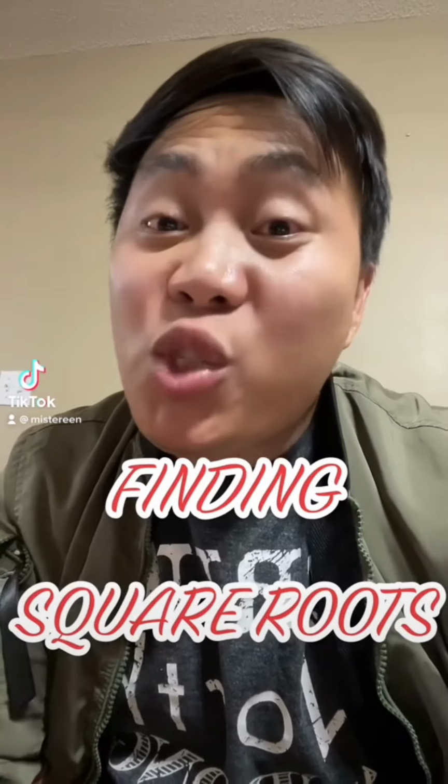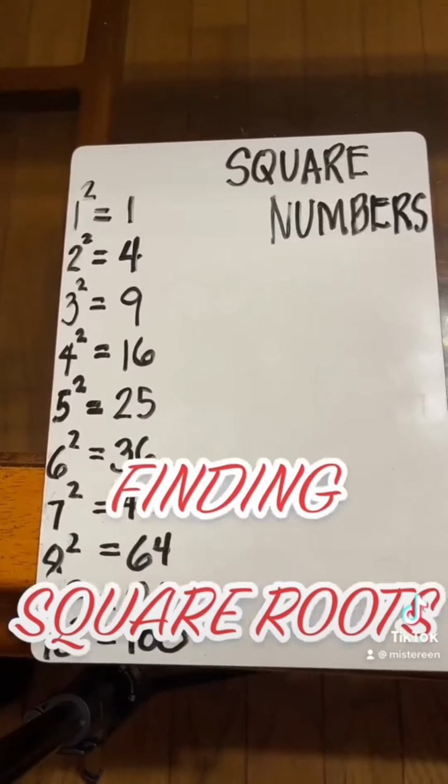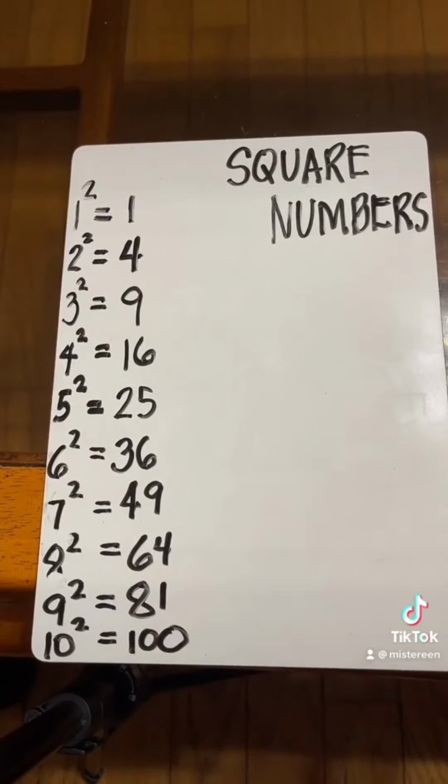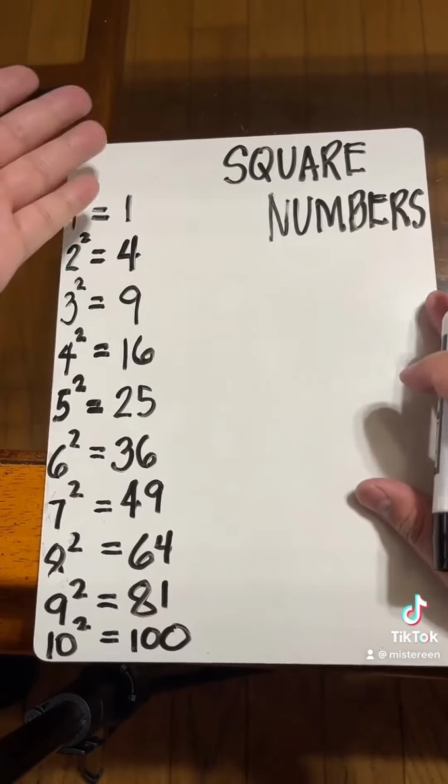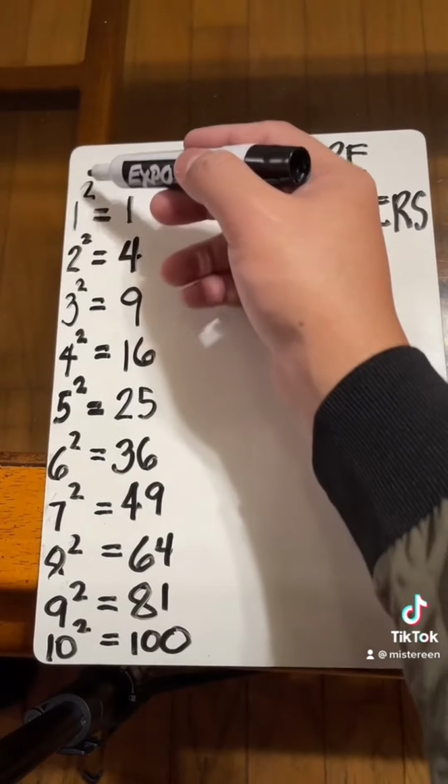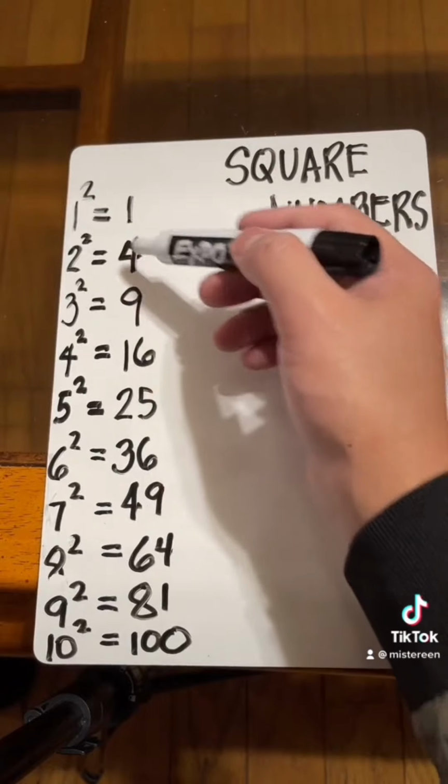Let's try to learn finding the square roots in this video. Alright, first let's learn what the square numbers are. So I have here a set of numbers. I have 1 squared, the answer is 1. 2 squared, the answer is 4.